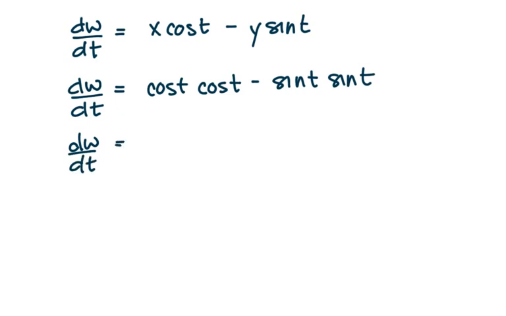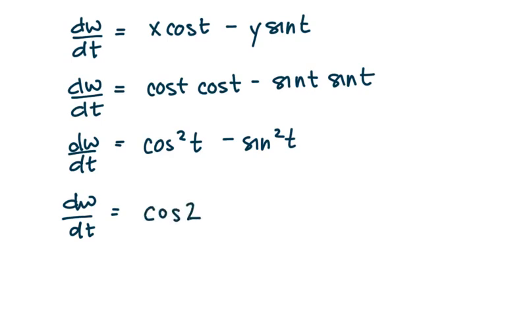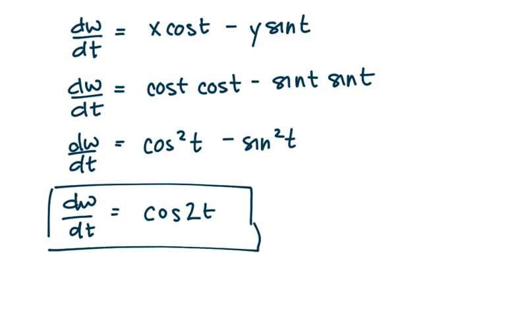dw dt, that is cosine squared t minus sine squared t. And we can simplify this one step further because I know you all are immediately recognizing the trig identity that's displayed, and that's our cosine double angle. So that is the derivative.